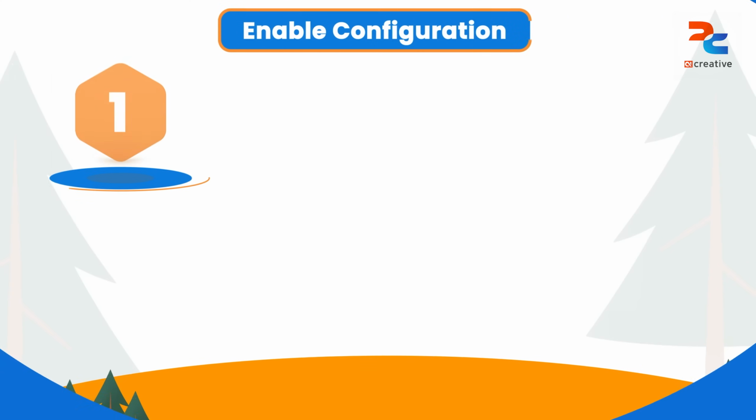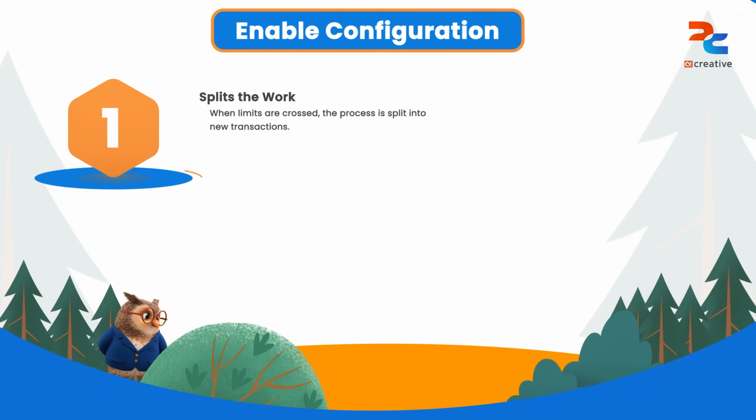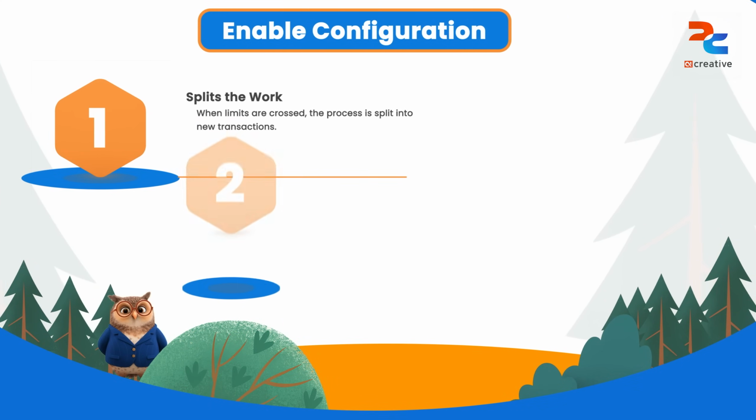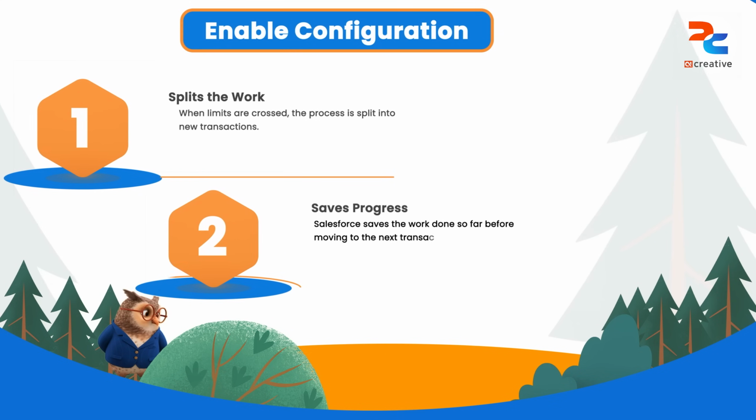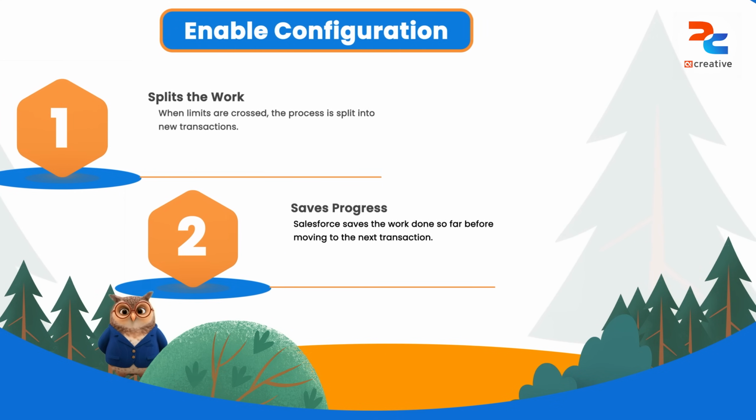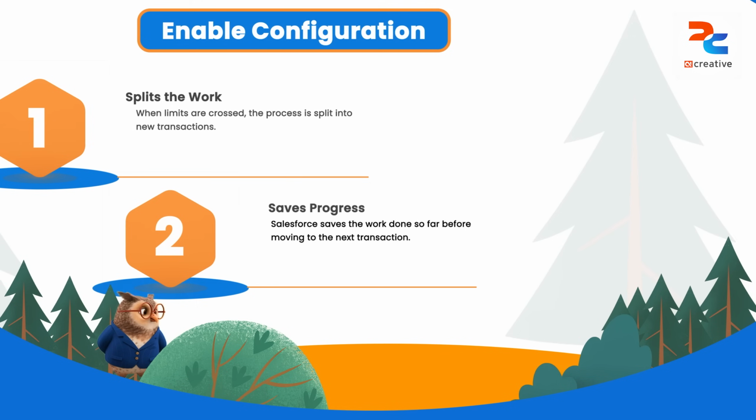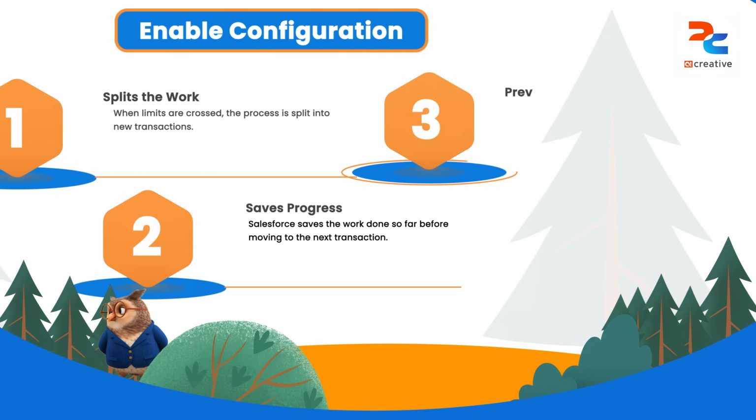So let's talk about what Chainable does. Chainable solves this issue by splitting the work. When a step crosses the configured limit, Salesforce saves the progress of what it had made till that point, ends the transaction, and continues in a new one. That way, your process keeps running instead of failing.